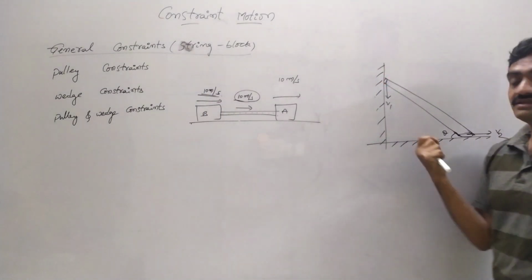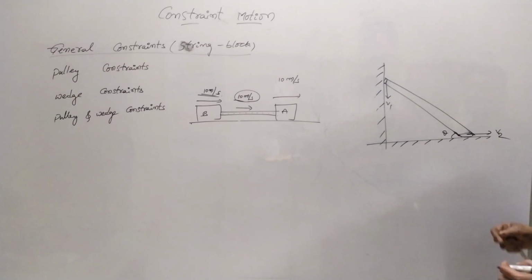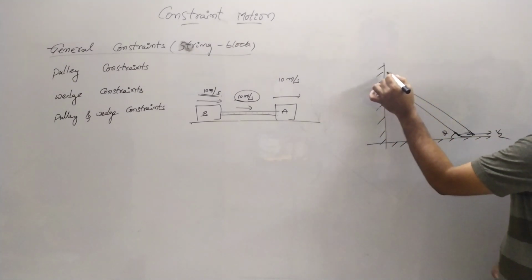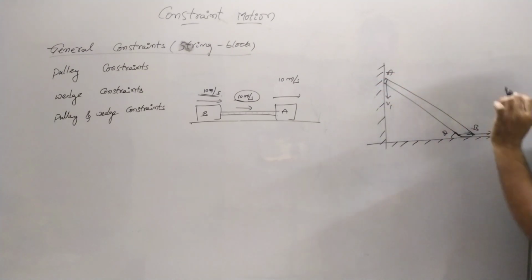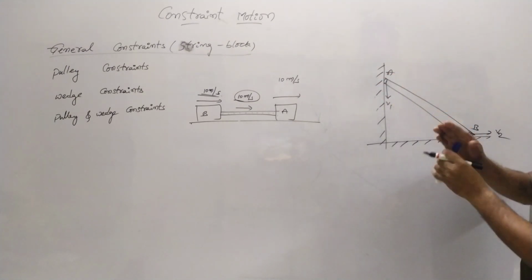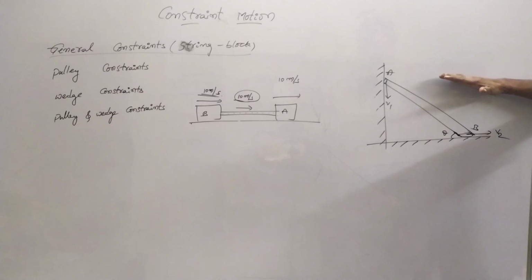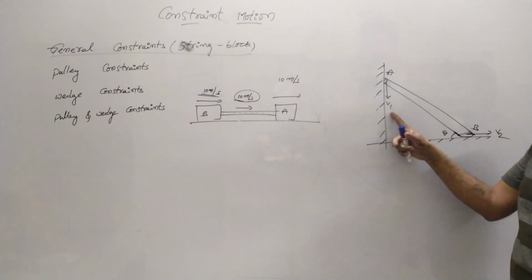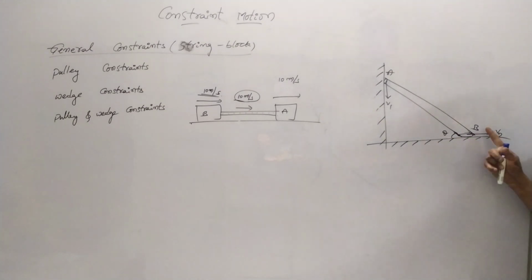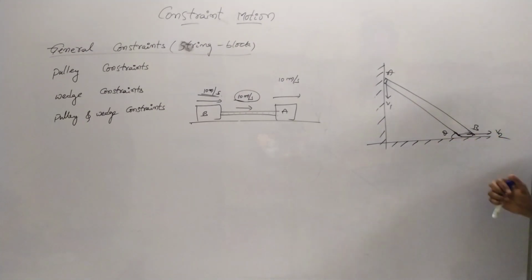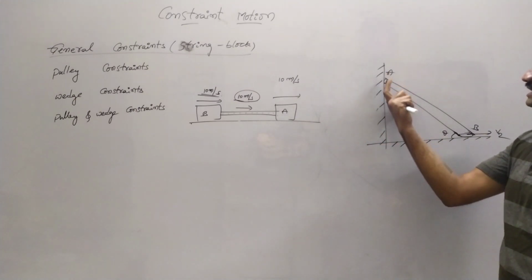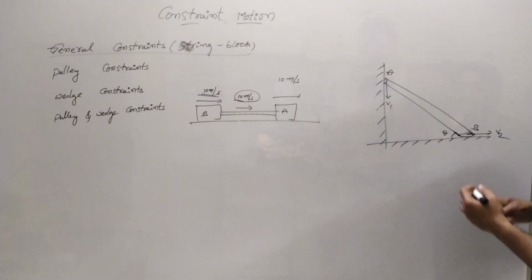Now let's see another example based on this general constraint. I have placed a rod with end points A and B. Here this rod is sliding in the downward direction. The velocity at point A is v1 and the velocity at point B is v2. Now we have to represent the general constraint relation for this rod's endpoints A and B.